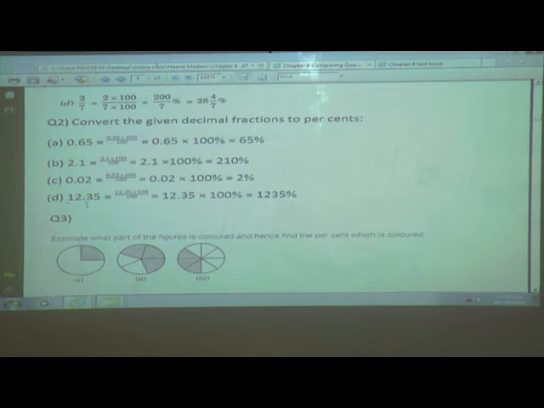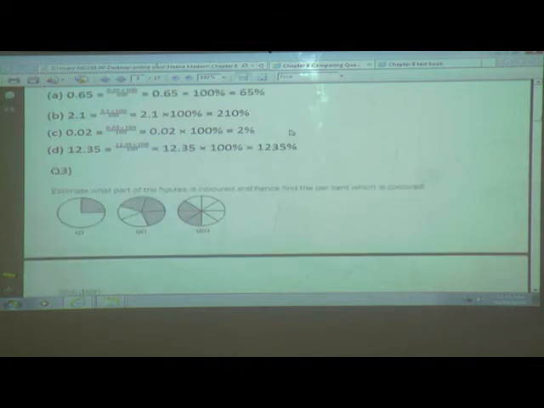And 12.35, just we have to multiply by 100% because we want the fraction or decimal in percentage form. So after multiplication, you know that we get 1235%. In this way, if we get any decimal, you can write your own example and you can try. A decimal can be converted into a percentage by multiplying by 100%. This was very easy to convert the decimal into a percent.